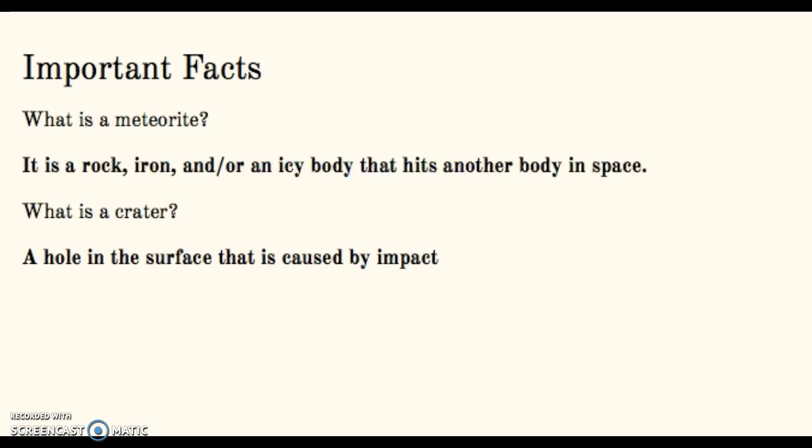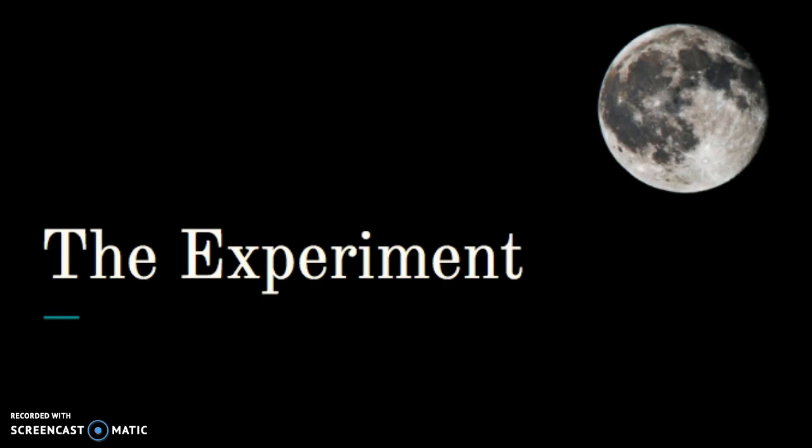Our definitions are, what is a meteorite? And that is a rock, iron, or an icy body that hits another body in space. And then this forms a crater, which is essentially just a hole in a surface caused by impact of an object. And so our purpose of this experiment is to figure out why the moon has craters but the Earth does not. So we're going to take a look at the experiment now.